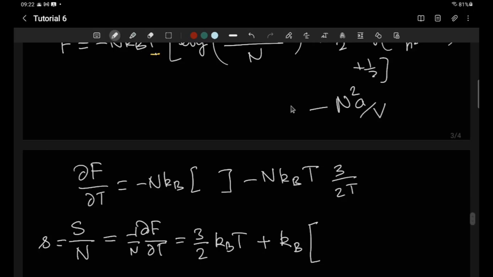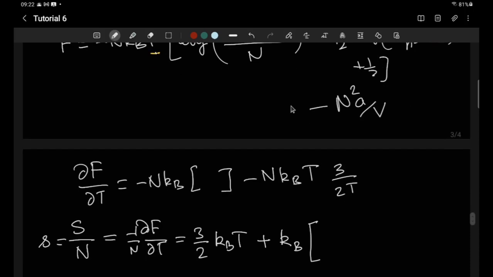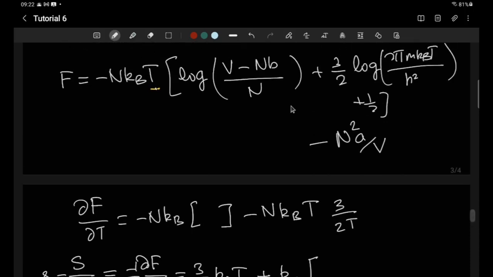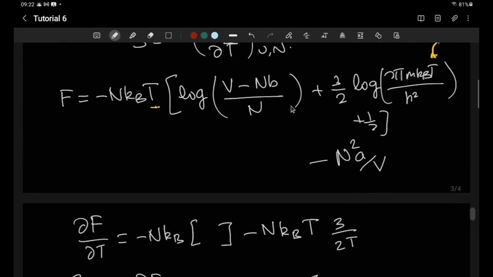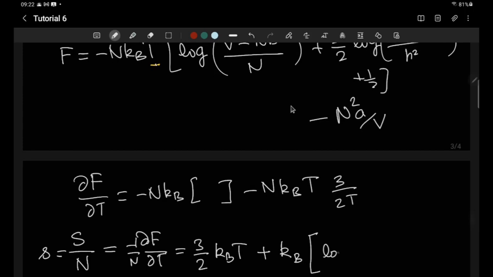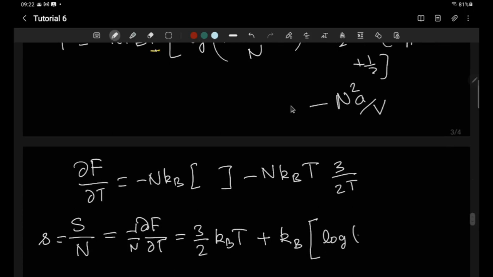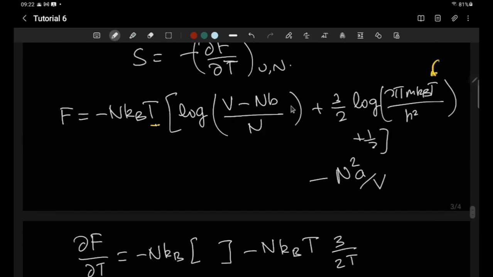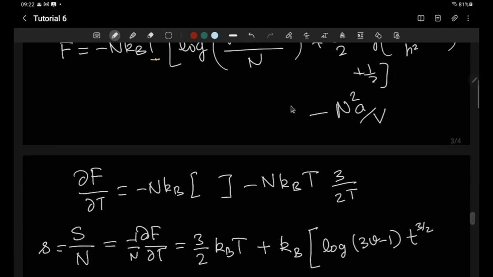What I'm going to do is be a little bit cavalier now, in the sense that I will not worry about constants, and I'll start writing terms. You will see why I did this. This term, v minus nb, I will just rewrite as log of 3v minus 1, up to some constants, and that's 3 half log T, which I'll write as T to the power 3 by 2 plus a constant.